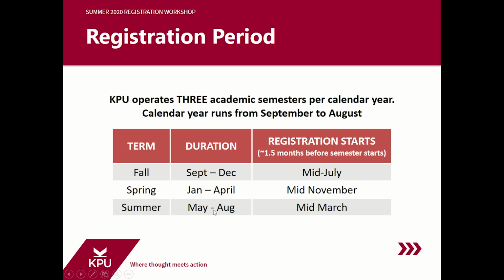to August. Please note that registration for each semester starts 1.5 months before the semester begins. This means that for your next semester, which will be the fall semester, you will be able to register for your classes mid-July. So it is important to do course planning ahead of time.